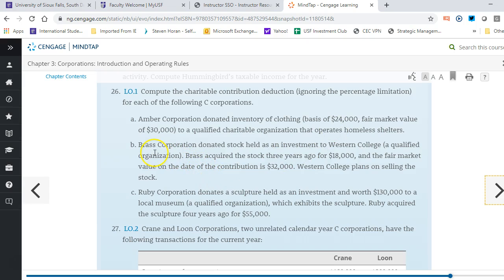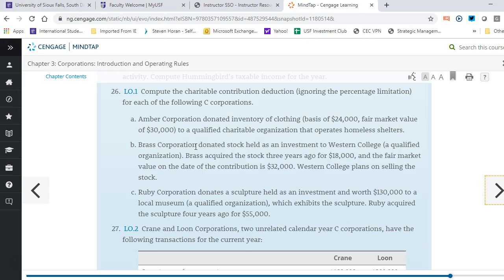For part B, Brass Corporation donated stock as an investment to Western College, a qualified organization. Brass acquired the stock 3 years ago for 18, and the fair market value on the date of the contribution was 32. Western College plans on selling the stock.